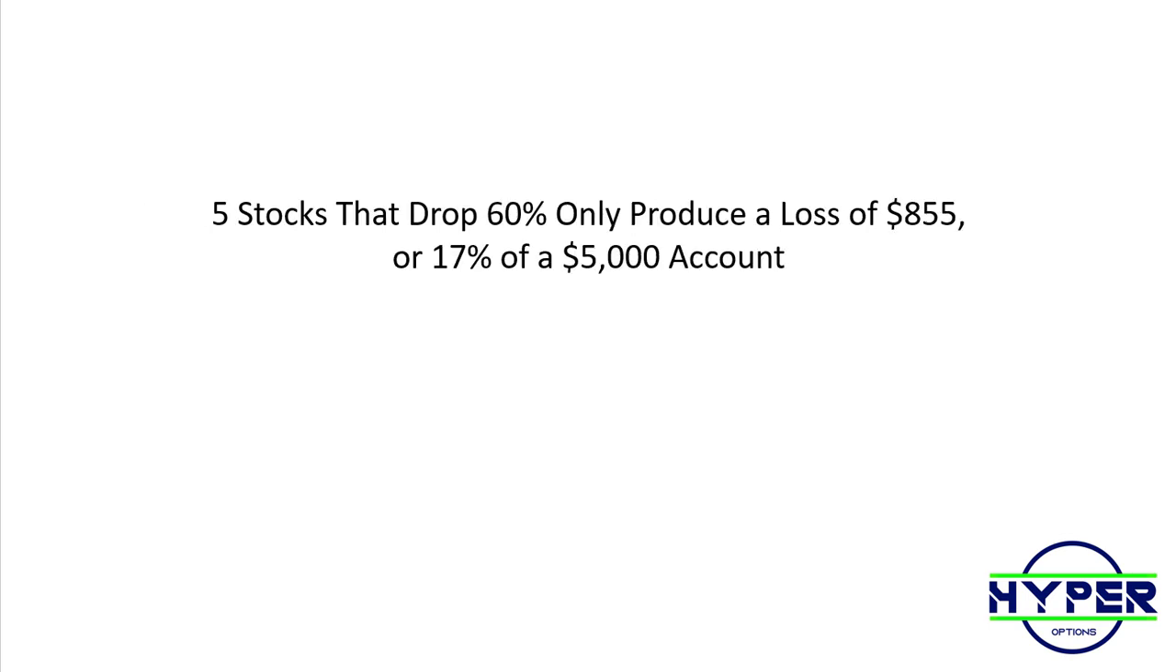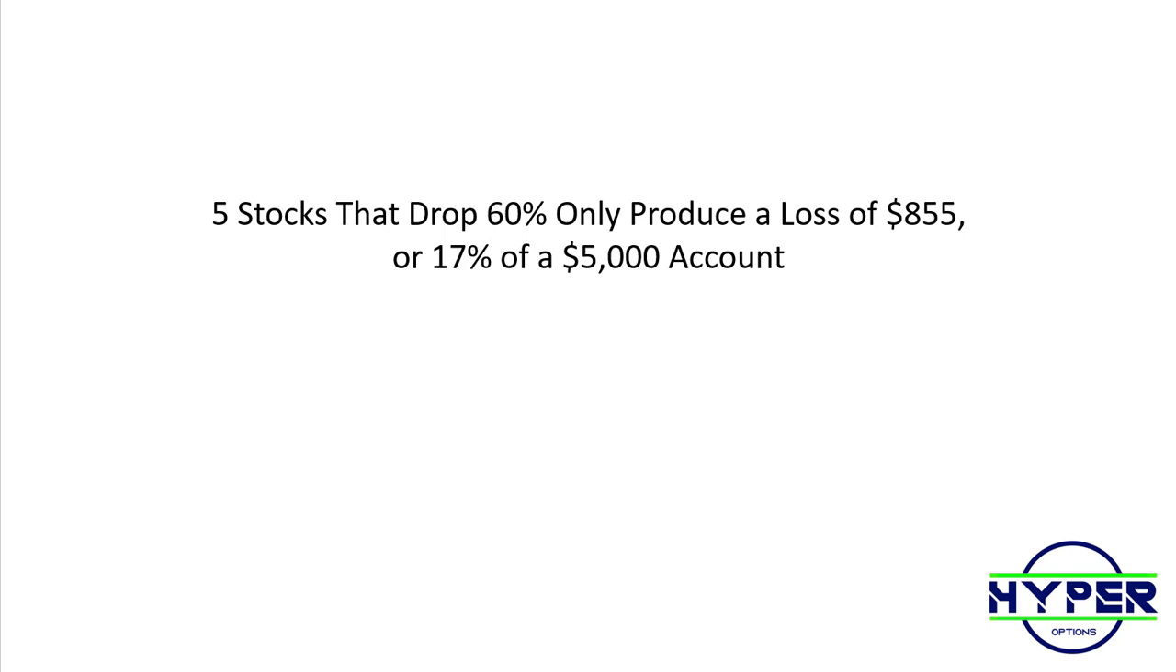That's what I call a very high probability of long-term success, because even if it drops 60% now, guess what I'm going to do? I'm going to sell an option that's even lower, right? So what's the probability of 5 stocks dropping 60% in similar situations?